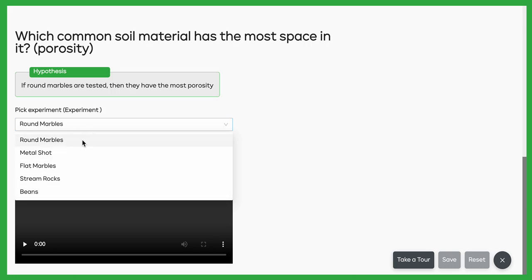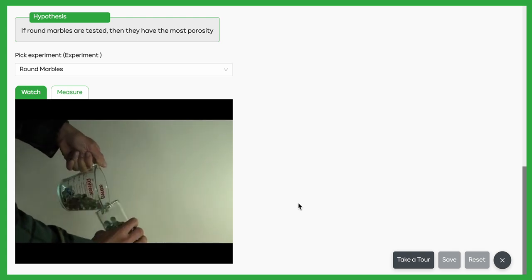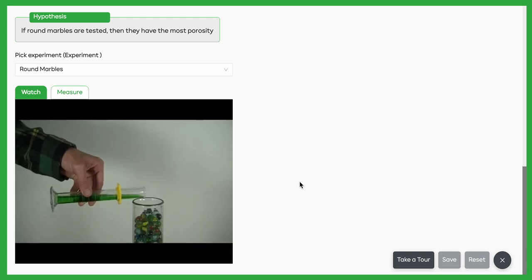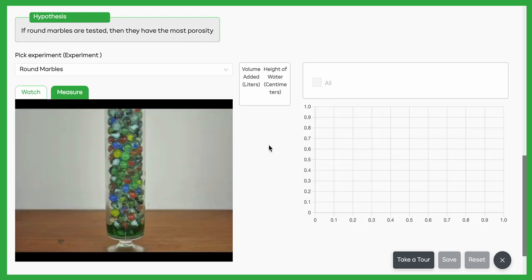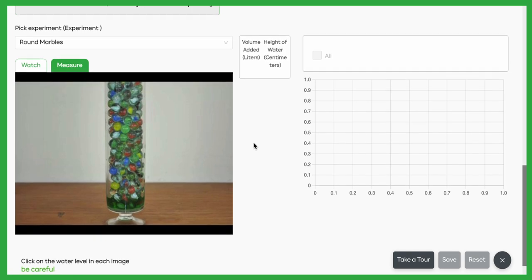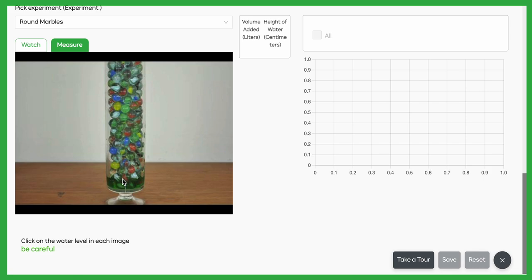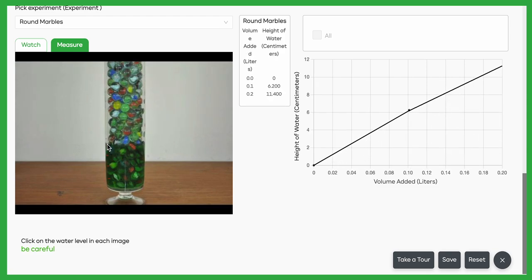So if I take those round marbles and I press play, you're going to see the marbles going into the cylinder. And we're going to measure out a given amount of water and then pour that water over the marbles. If we do that about 10 times, we're going to get a nice slope that shows how much water we added versus how tall the water got. So just try to click on that water level in each image. I'm just looking at the left side of the cylinder. It's a little easier to see right there.